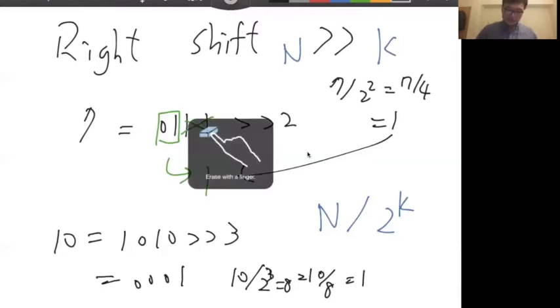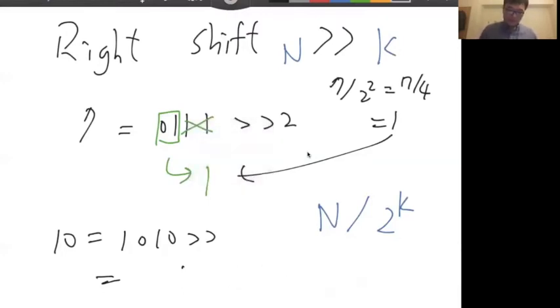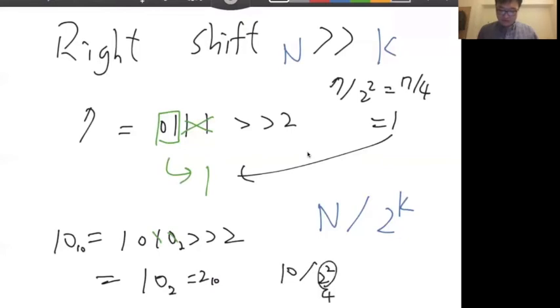So if we change the 3 to 2, what happens? It will get 1, 0 because we get rid of these 2 bits. And 1, 0 equals 2, right? This is base 2, and this is base 10. So in this case, 10 divided by 2 to the 2, which is 4, equals 2 point something, so it's equal to 2. So actually, this is an integer division. It has no decimal point.